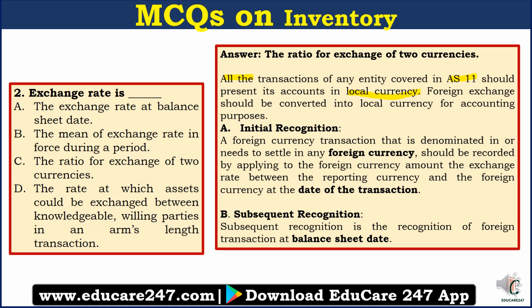Now let us understand the concept of initial recognition. A foreign currency transaction that is denominated in or needs settlement in any foreign currency should be recorded by applying to the foreign currency the amount of exchange rate between the reporting currency and the foreign currency at the date of transaction. So this means, let's take an example.